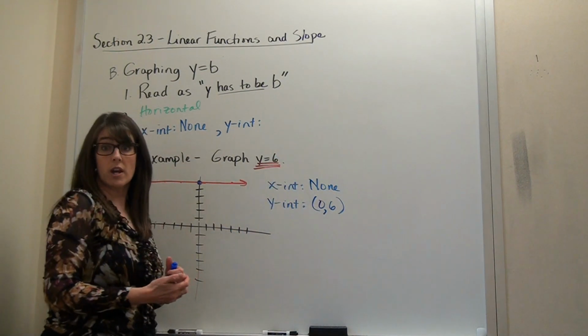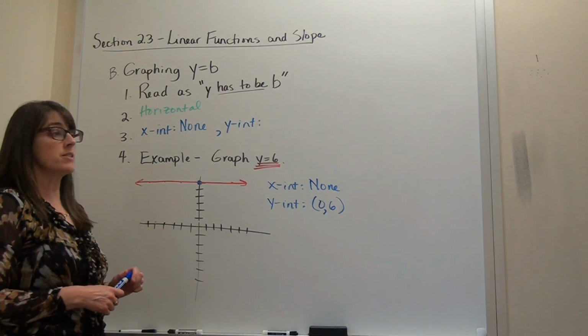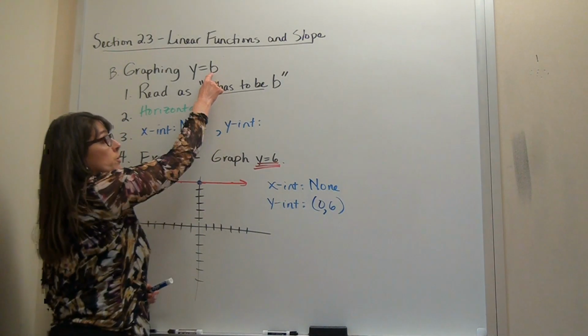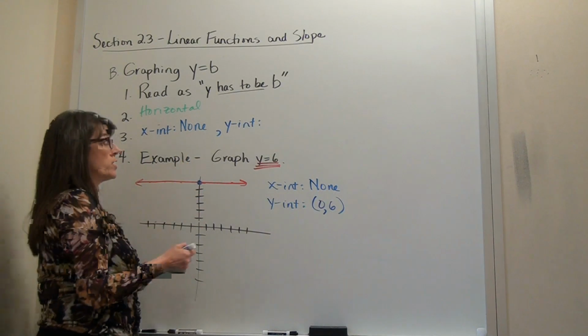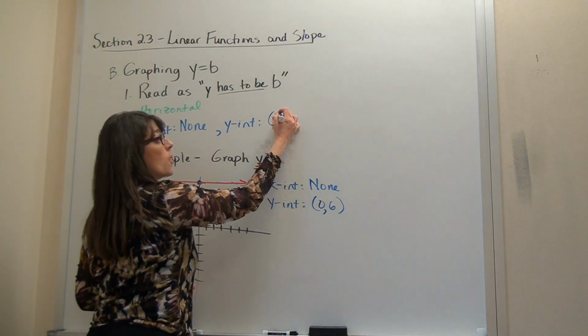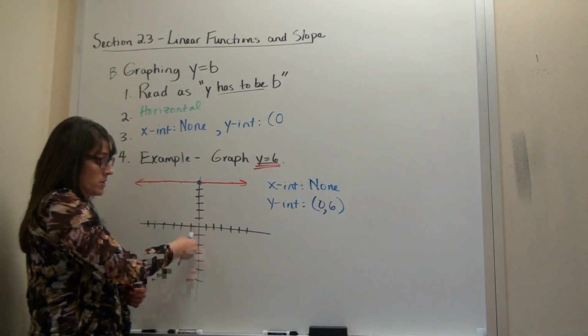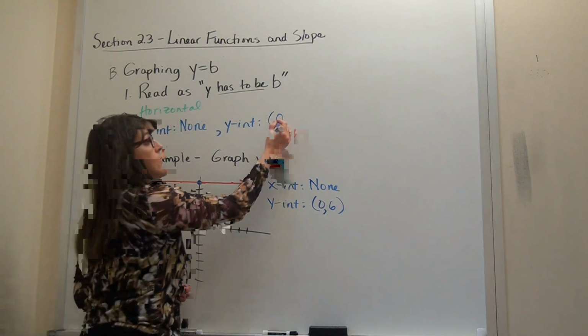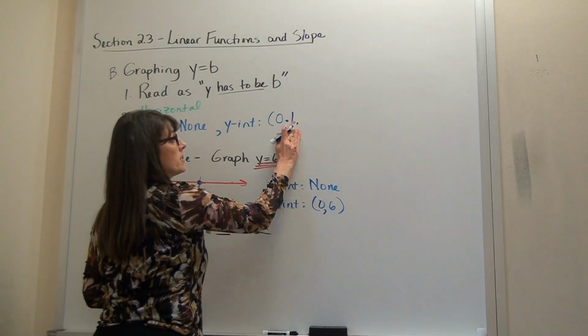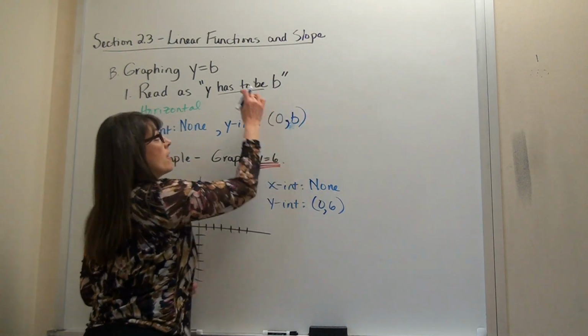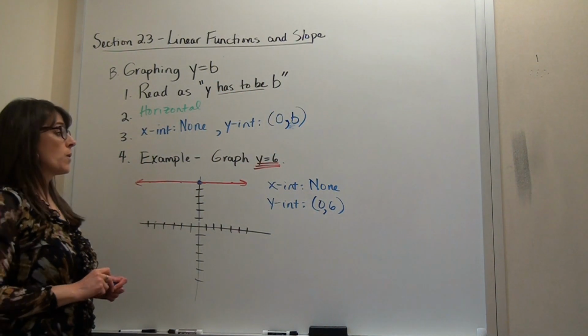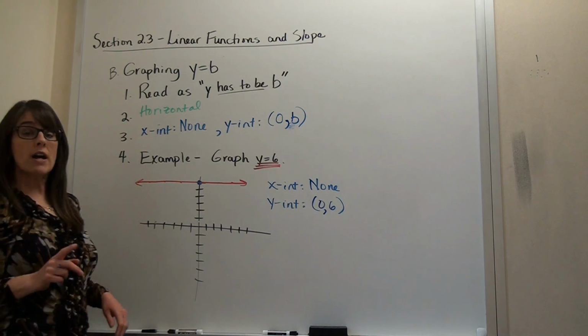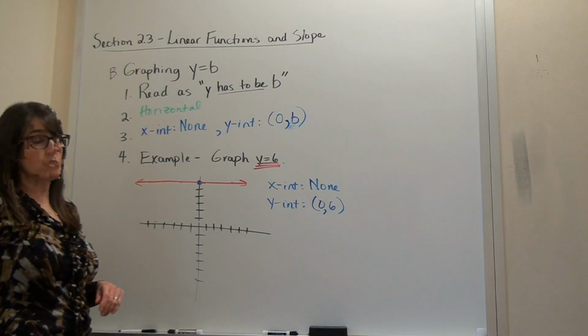Yeah, the 6's are the same, and that will happen every single time. Whatever this number is, that will be the y-coordinate for your y-intercept. You will always have an x-coordinate of 0 because it crosses the y-axis right here. Every one of these points has an x-coordinate of 0, and whatever that number is, that will be the y-coordinate for your y-intercept. So that's how you graph equations that look like this.